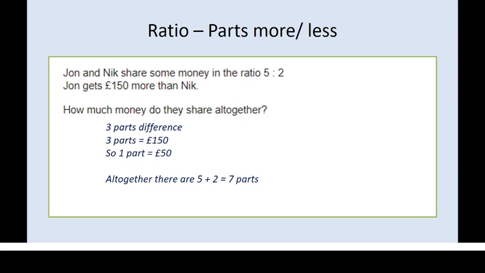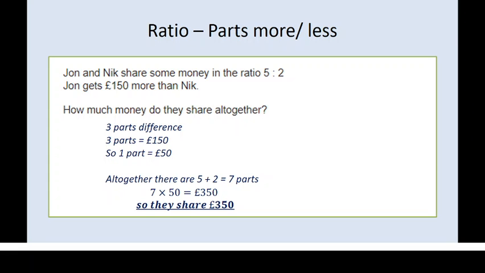Okay, so then we need to think about how much there is altogether. Well, if there's 5 parts and 2 parts, that makes 7 parts altogether. So it's 7 lots of 50, so it's £350. Okay, so you should have got that they shared altogether £350. Okay, well done if you got that.